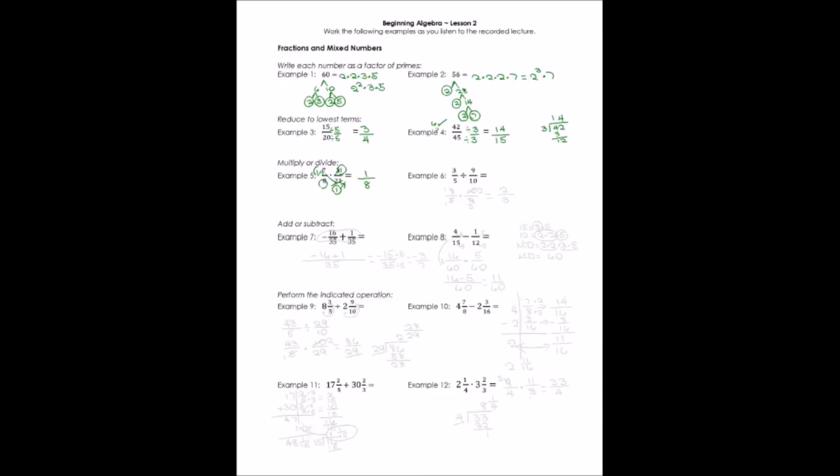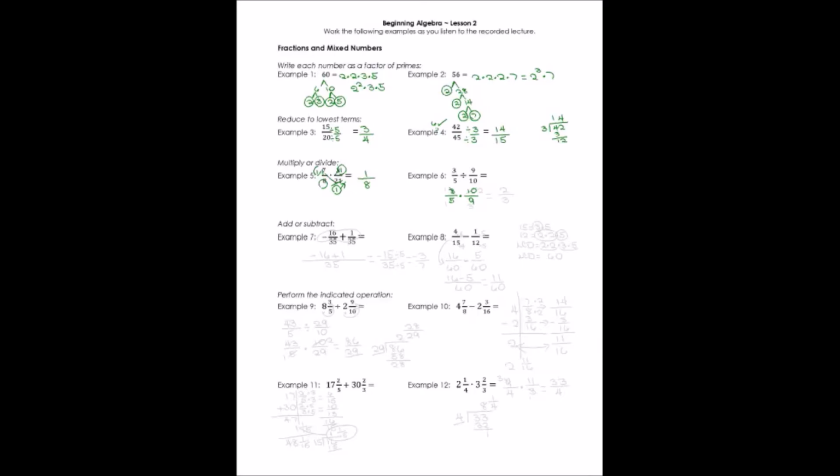Example 6 is division of fractions. The thing you need to remember about division is we don't ever divide fractions. We multiply by the reciprocal. So the first fraction stays the same. We change the process to multiplication, and we flip the second fraction. Now once I flipped, 9/10 becomes 10 over 9, and I can cross-reduce those two fractions.